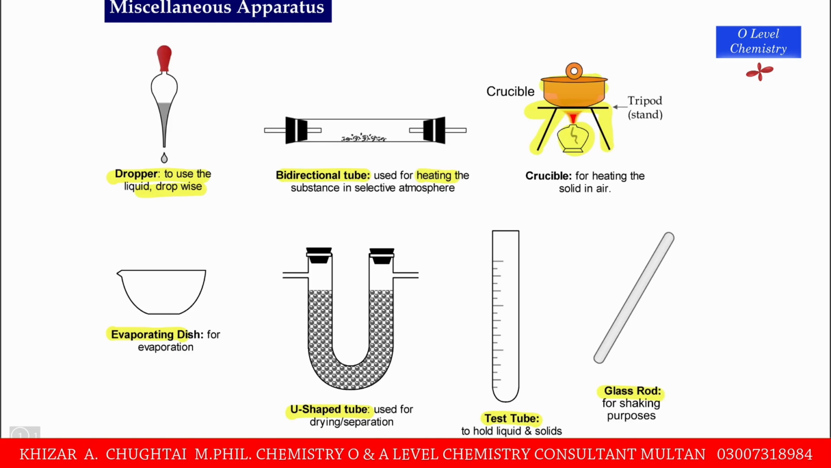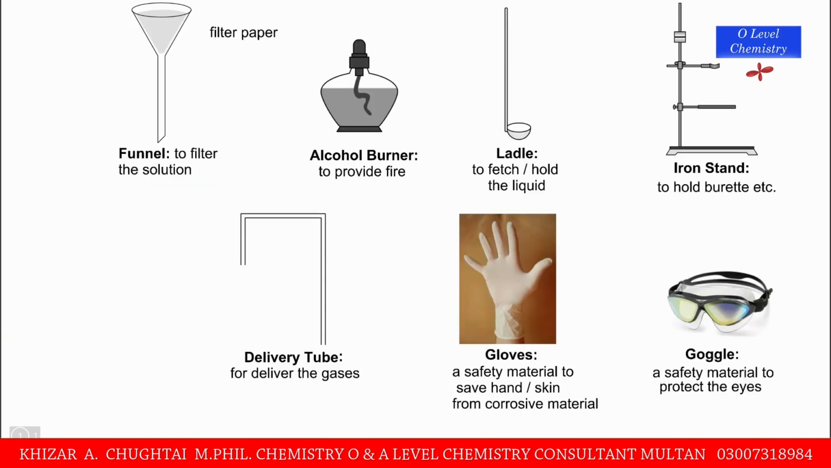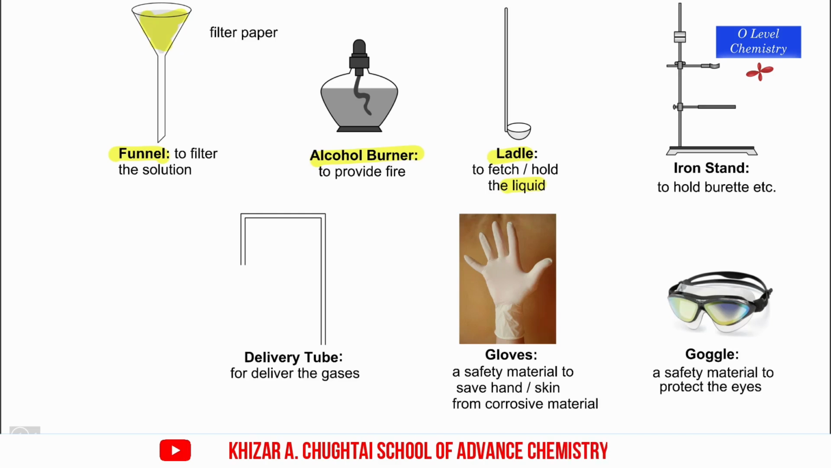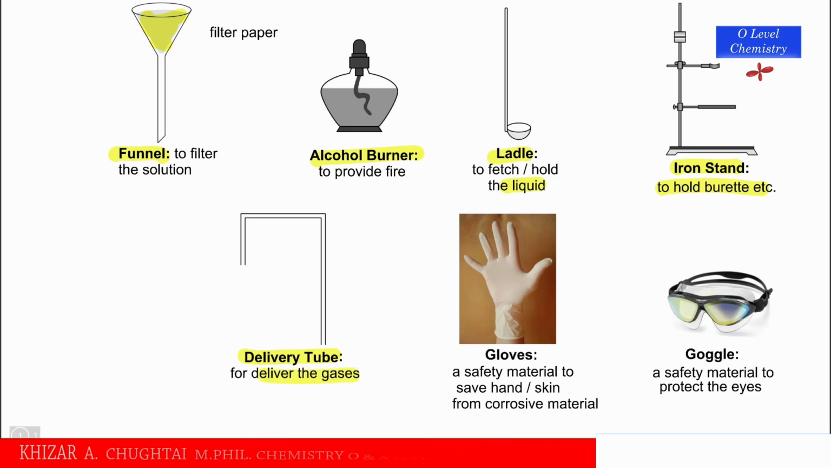Here is the filter paper inside the funnel. This is the funnel holding the filter paper. Alcoholic burner to provide the fire or heat. This is ladle to fetch or hold the liquid that is used for the rough measurement of the liquid. This is iron stand to hold the burette and sometimes other instruments as well. This is delivery tube to deliver the gas efficiently from one apparatus to the other.